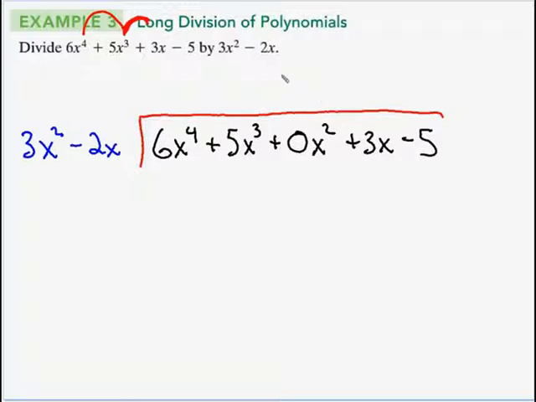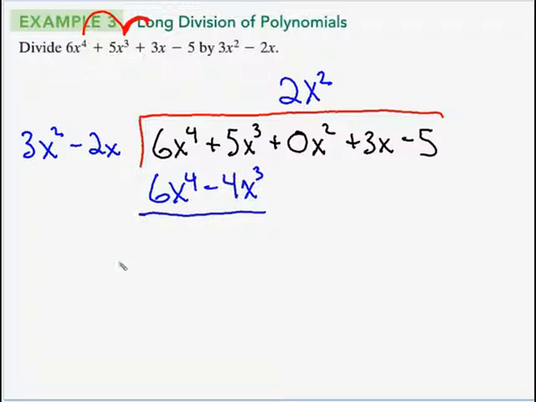I need something up here times 3x squared is going to equal 6x to the 4th. Well, let's just start with the numbers. A number times 3 equals 6. Well, that's got to be a 2. X to some power times x squared is going to equal x to the 4th. Well, that's going to have to be an x squared. And we put that right over our x squared term in the dividend. 2x squared times 3x squared is 6x to the 4th. And I also multiplied 2x squared times minus 2x, minus 4x to the 3rd.